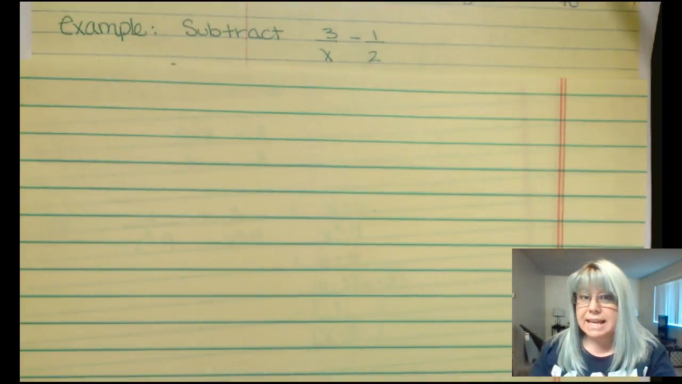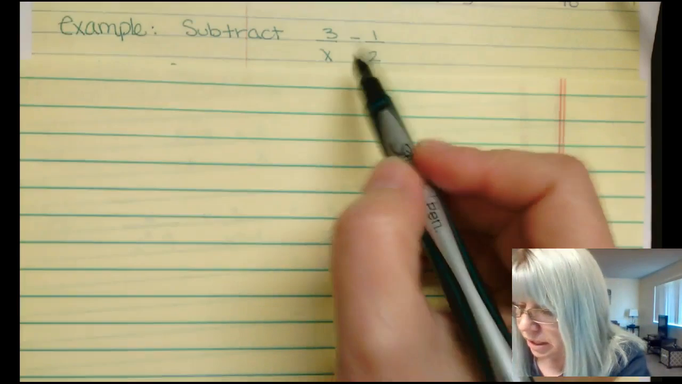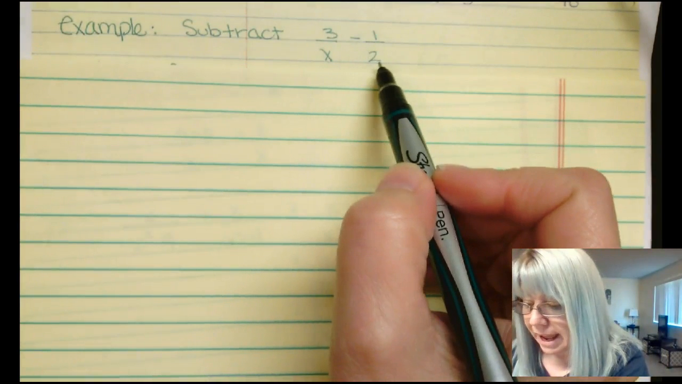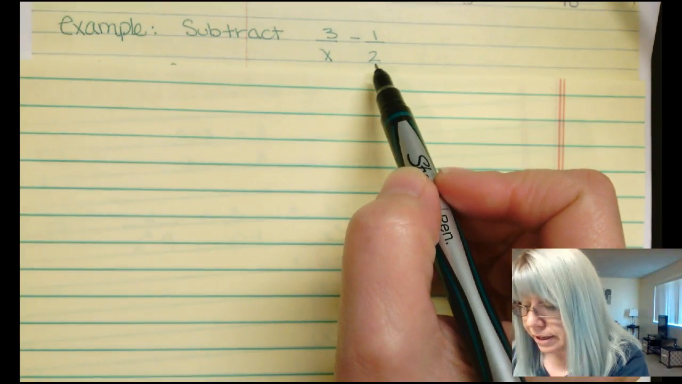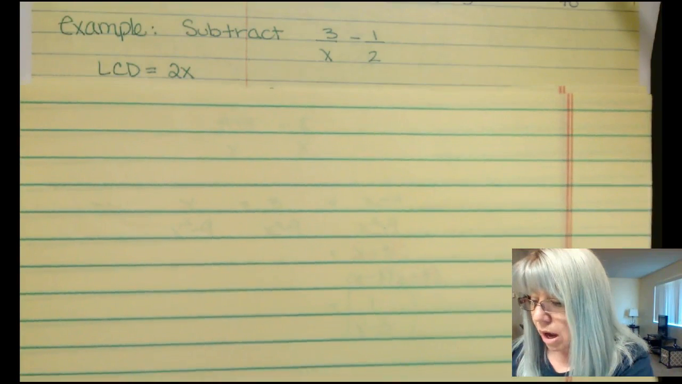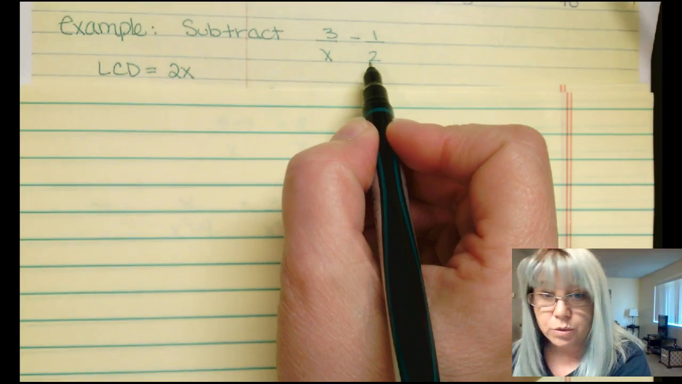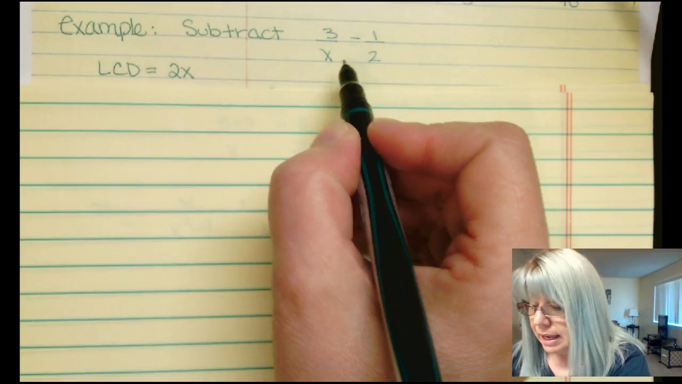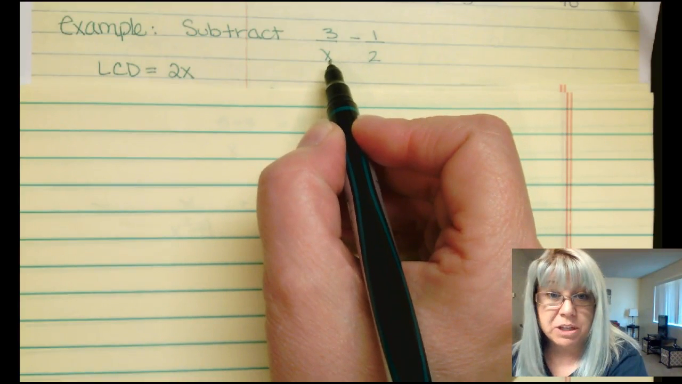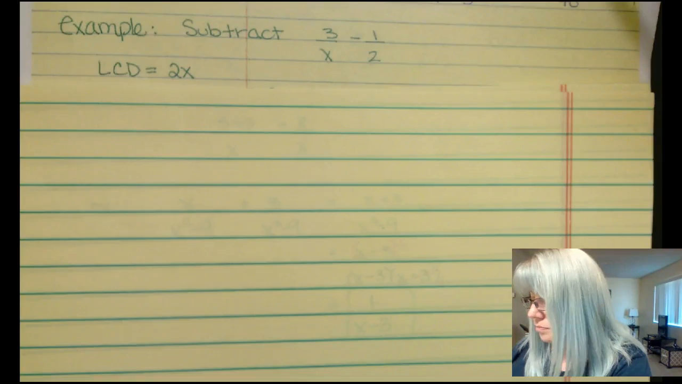So let's take that same concept and apply it with rational expressions. So 3 over x minus 1/2. What is the LCD here? Well, the LCD is going to be 2x. Why? Because x and 2 have nothing in common, so we need the 2 from the denominator with the 2, and we need the x from the denominator with the x. So x times 2 is 2x.